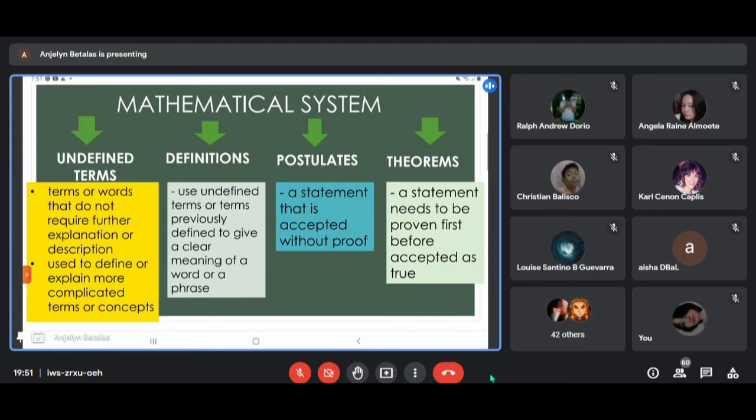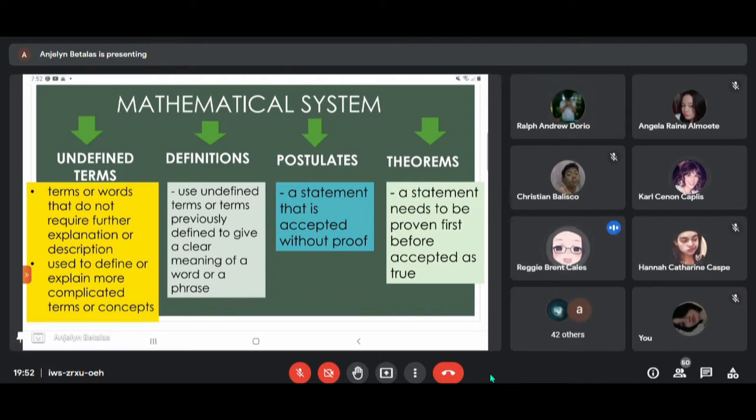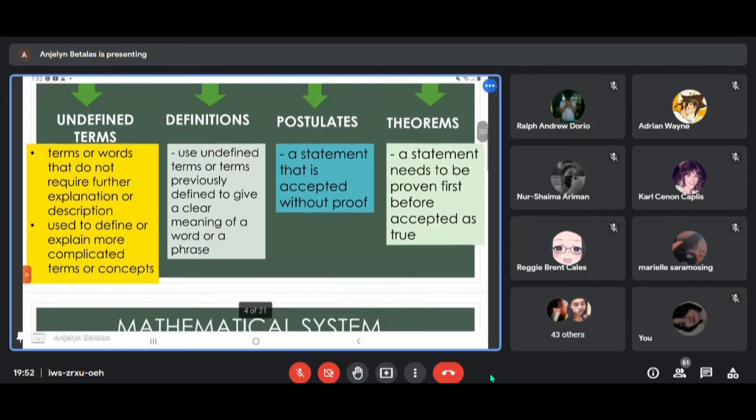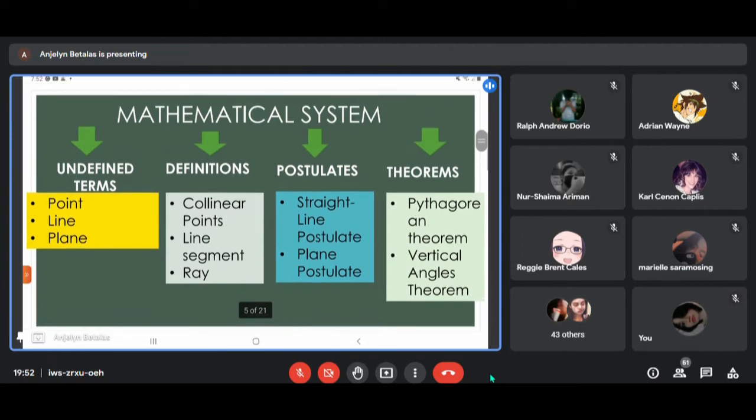In the previous lesson, second quarter, fourth week, we proved statements true. If not true, we give a counterexample. By the way, are you there? Yes, ma'am. So, a theorem needs to be proven. The same in science, like the theory of evolution. Has the theory of evolution been proven? It remains a theory, right? In math, theorems are proven. It is accepted as true once it has been proven. Okay? So, these are the examples of undefined terms, definitions, postulates, theorems.